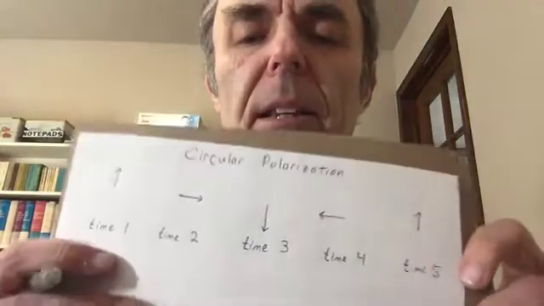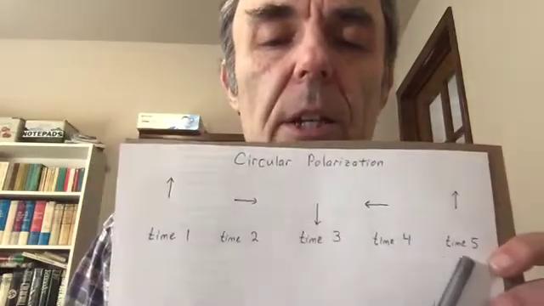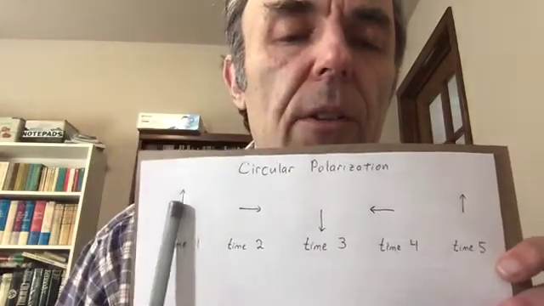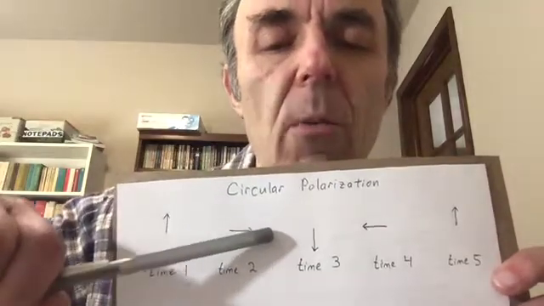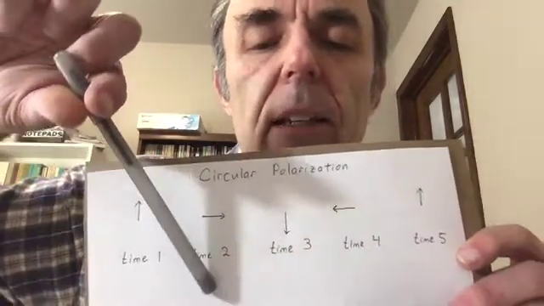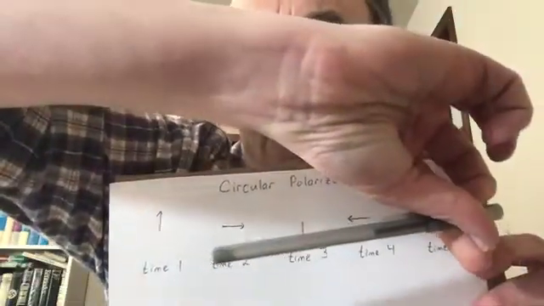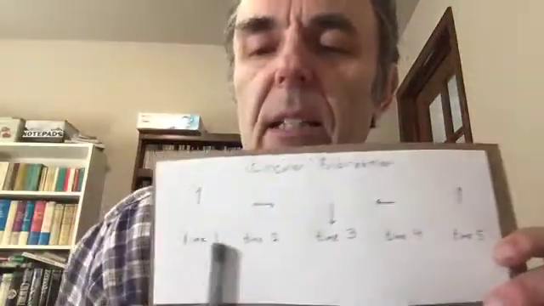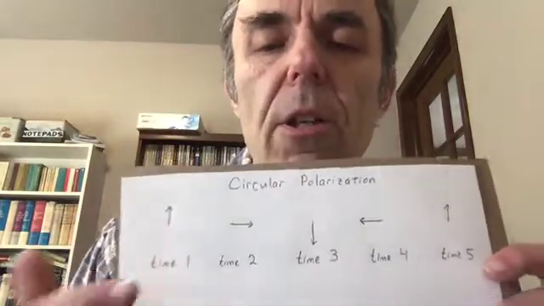Now, you can combine those in kind of an interesting way. You can get what's called circular polarization. So initially, the electric field is going up, and then it rotates around and is going right, and continues to rotate, and a little while later it's going down, rotates more, a little while later it's going left, and then it finally gets back to where it started over here. This is called circular polarization.